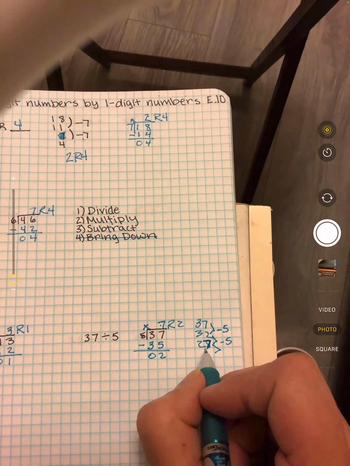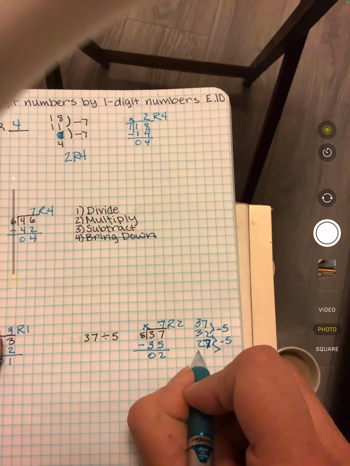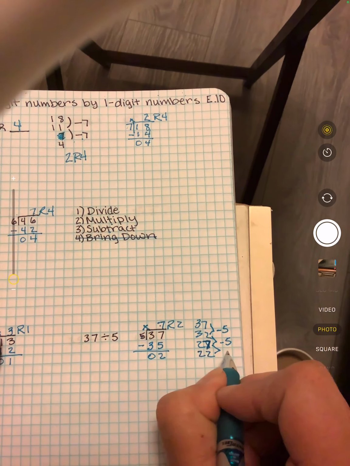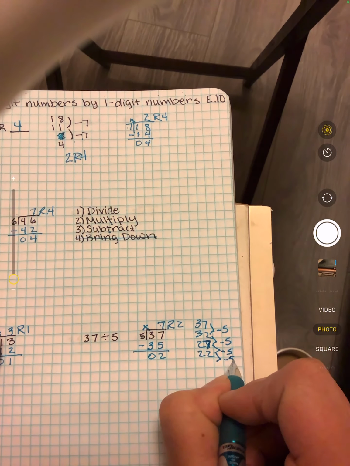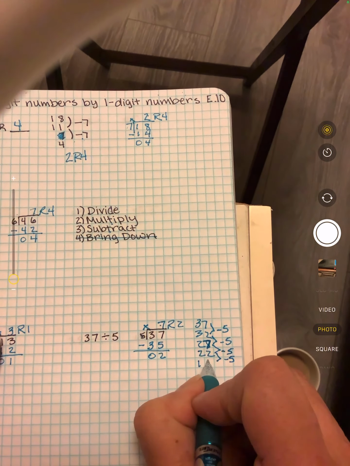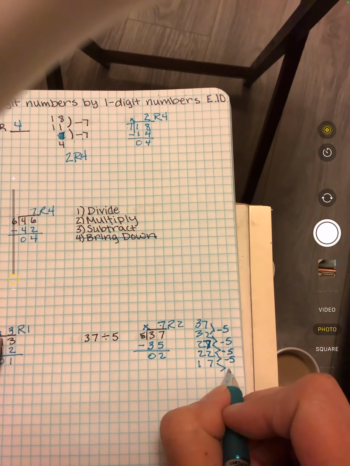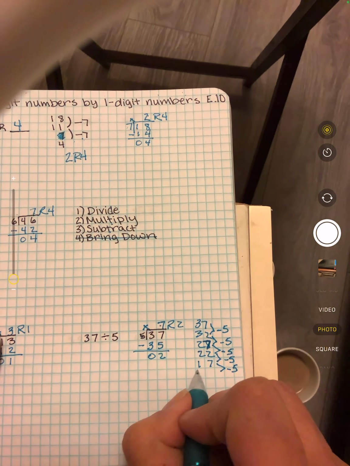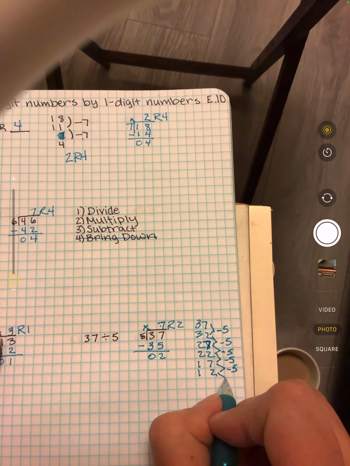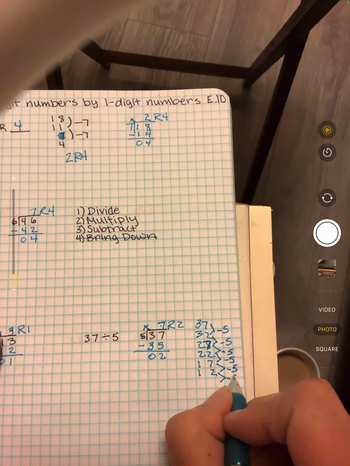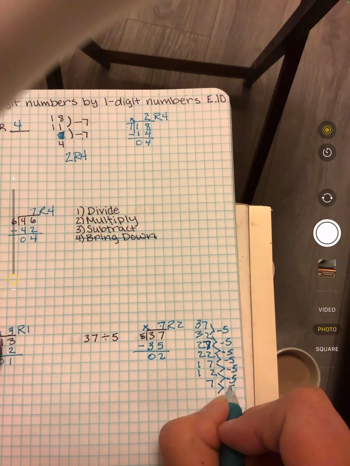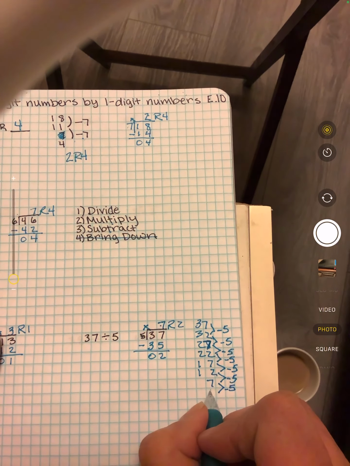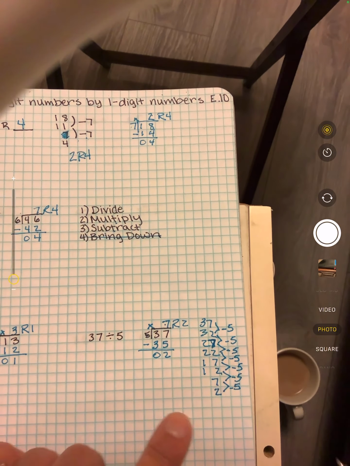Minus 5 would be 22. Minus 5 would be 17. Minus 5 would be 12. Minus 5 would be 7. Minus 5 would be 2. And I can't get 5 out of 2.